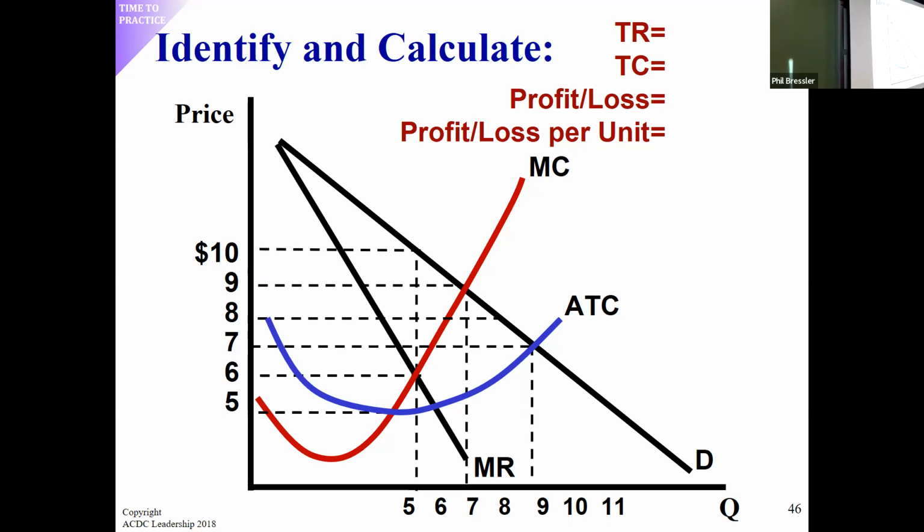All right, Thomas, what'd you get for the total cost? 5 times 5 is 25. 25, right? MC equals MR, I go down to the ATC and across, 5 units times 5 units is 25. All right, 50 minus 25 is 25 for the profit. And 25 divided by the units of 5 would give me $5 per unit. Okay? So there is my total revenue.